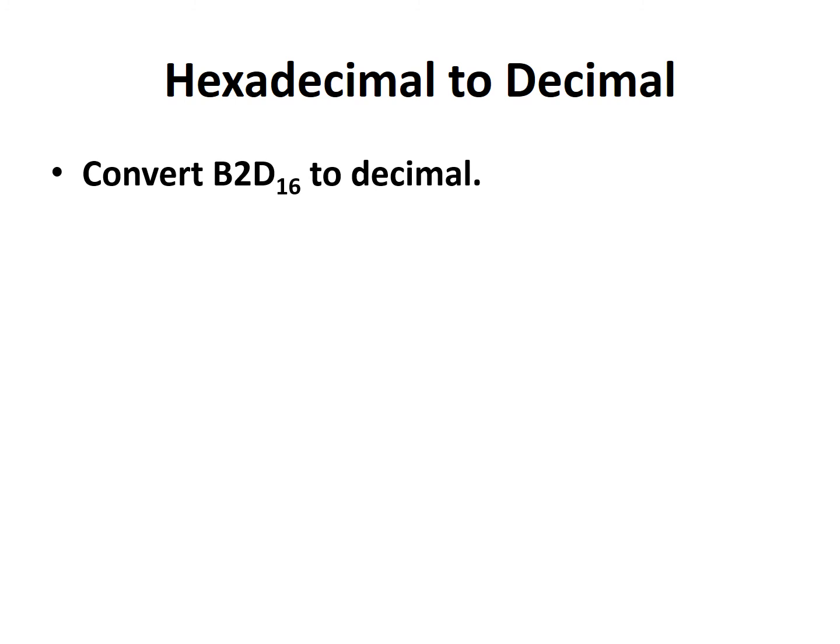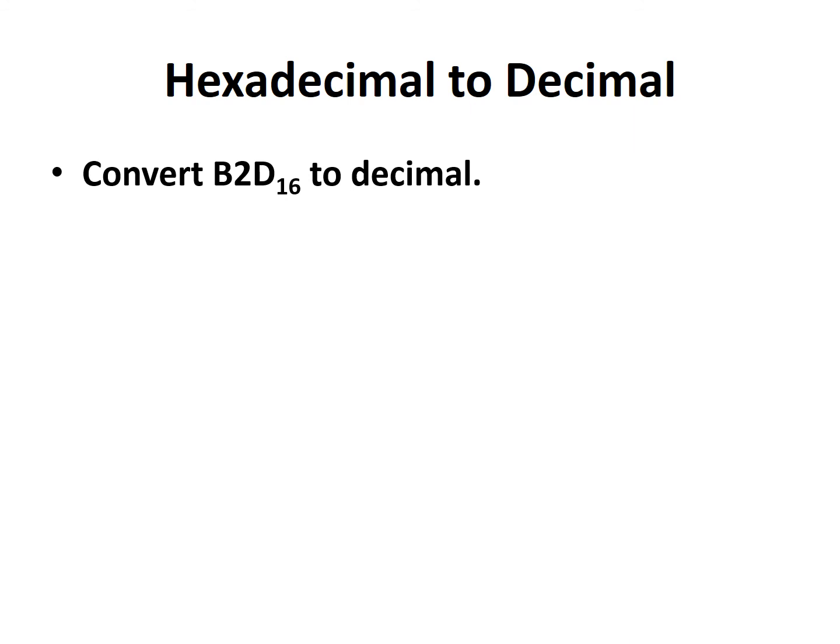D is 14, and B is 11. Okay, now what will we do? Sorry, D is 13. Okay, D is 13, then B is 11. Now the last digit is D, so D into 16 power 0. We need to multiply with the powers of 16.